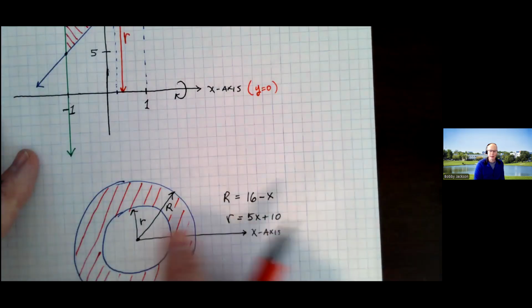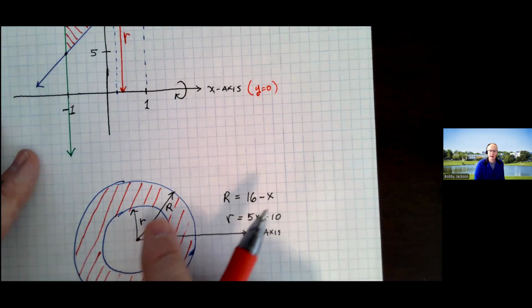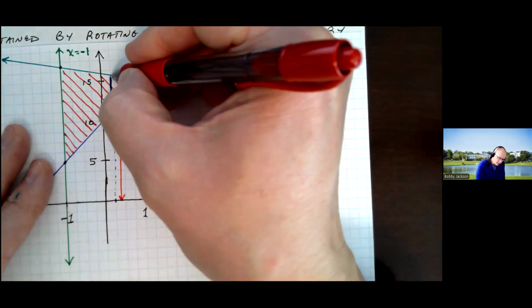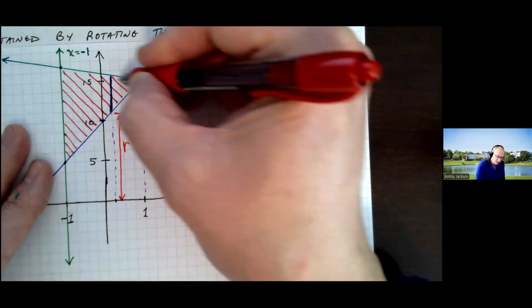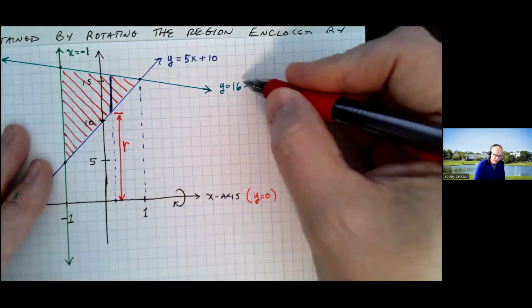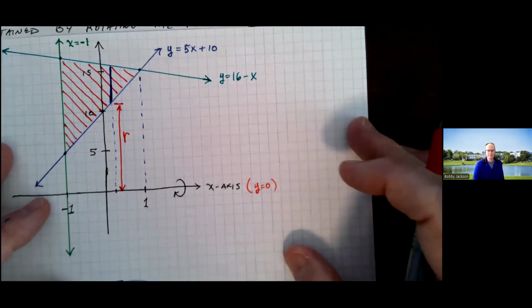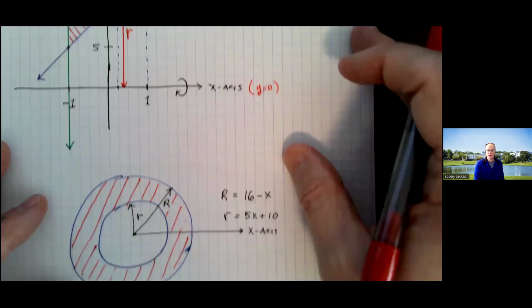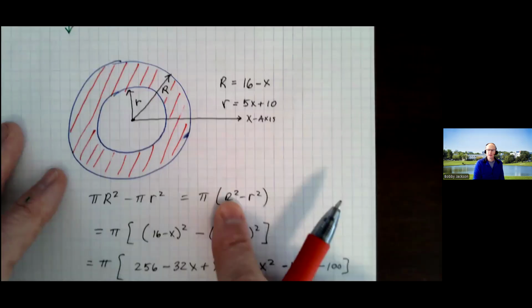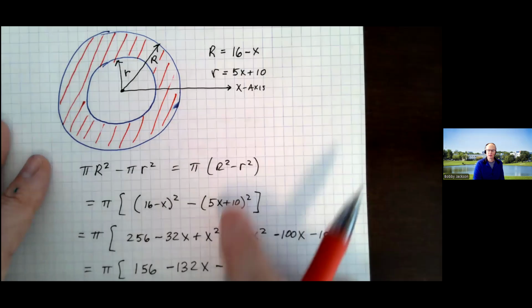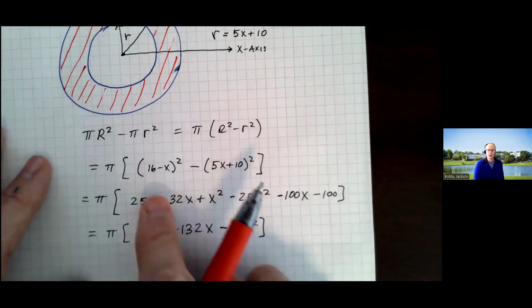That's little r. Big R will be from the x-axis to the top. So if we go all the way to the top up here, then we're on this curve here. And so the value of big R is 16 minus x. Okay. So plugging those values in for big R and little r, big R is 16 minus x, little r is 5x plus 10.